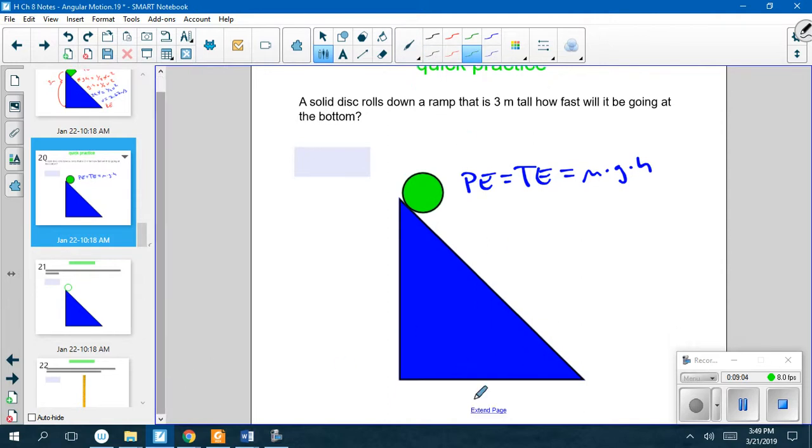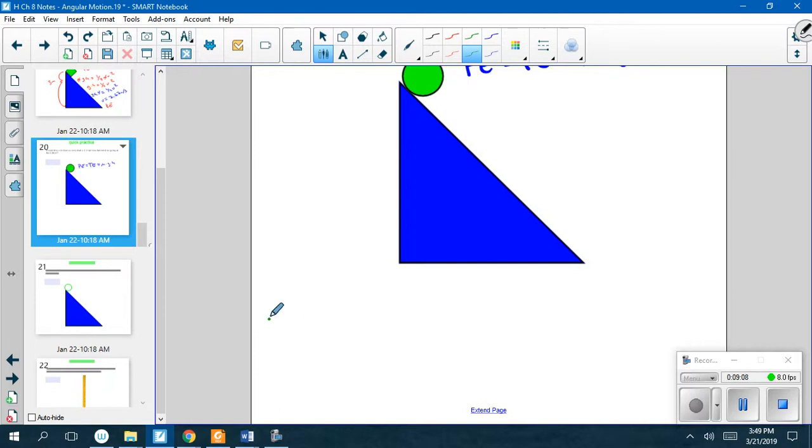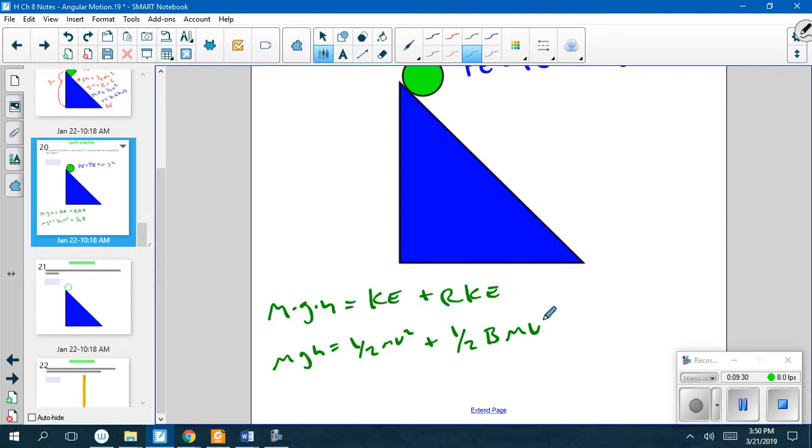So we have a solid disk, and it's going to roll down a ramp that is 3 meters tall. How fast will it go? Well, that 3 meters is the same as before, so our potential energy should equal our total energy, which equals the mass times the gravity times the height. Now it's going to roll down to the bottom. At the bottom, that mass times gravity times height will equal our kinetic energy, like before, plus our rotational kinetic energy. So mgh equals 1/2 mv squared plus 1/2 bmv squared, because that's the formula we just got.